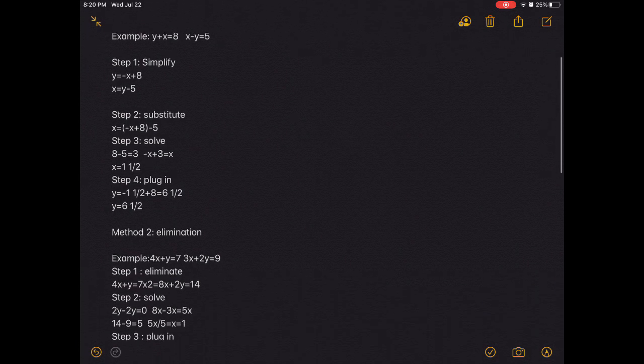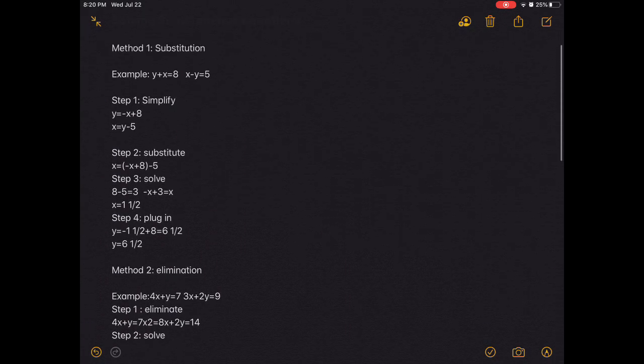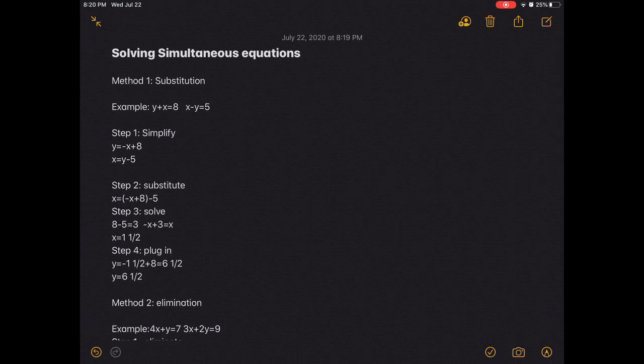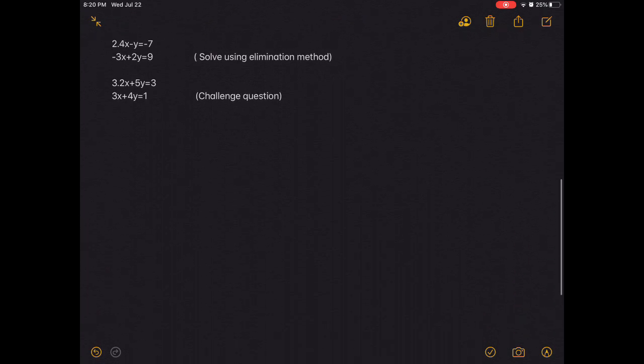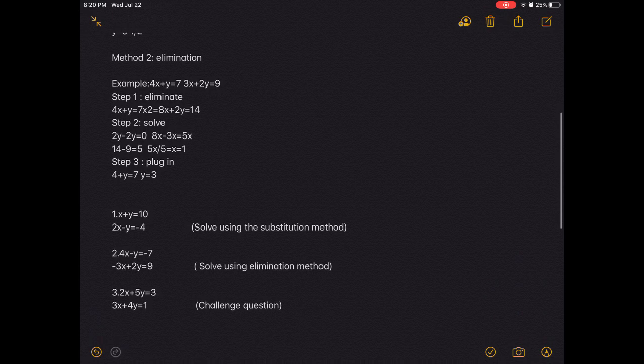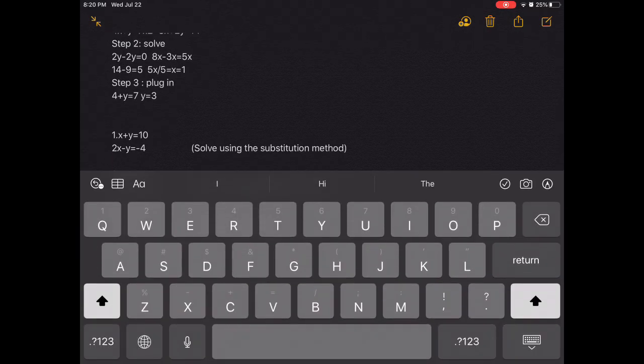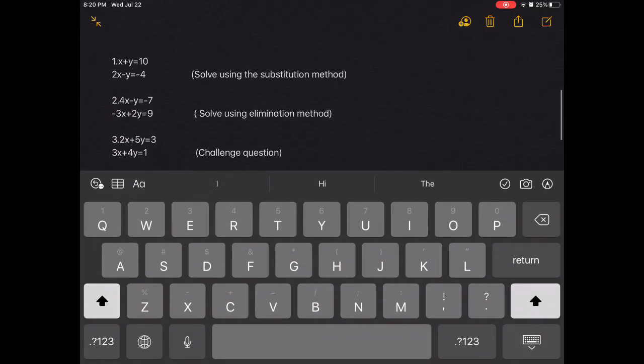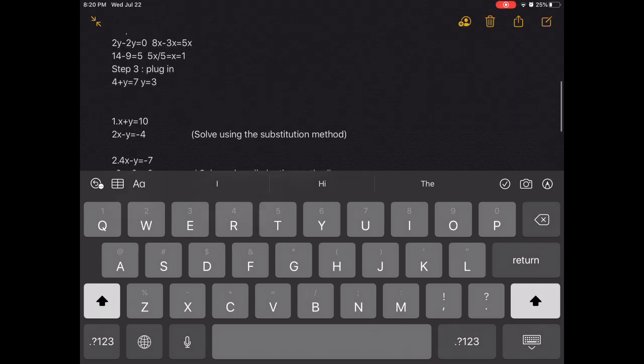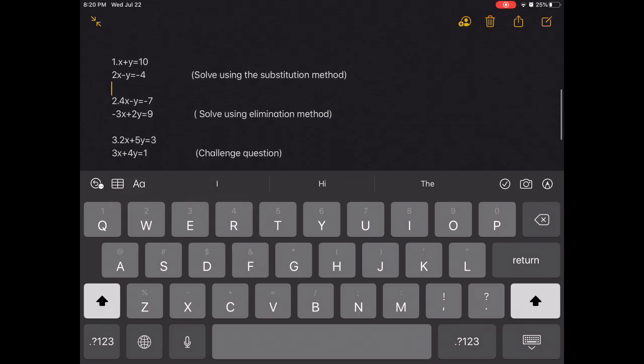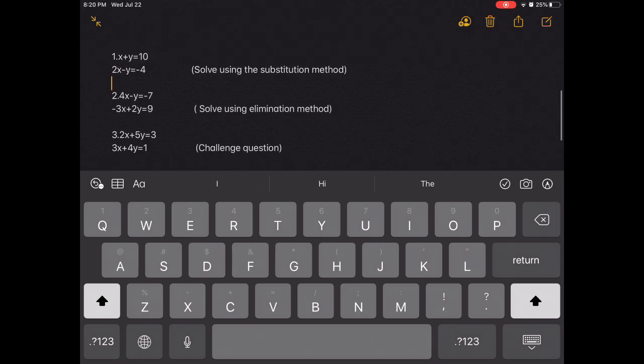Today we're going to be looking at how to solve simultaneous equations. So you can pause the video right now and read the stuff above because we're just going to go straight into the problems. Number 3 is a challenge question. The answer is in the description below. You can pause the video right now and do them yourself, and we can go over them.